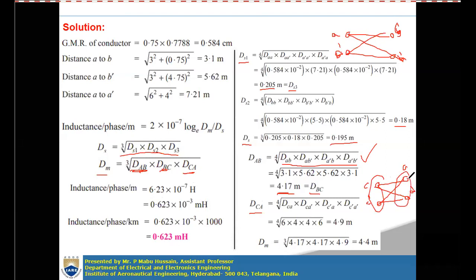So Mn, 1 by Mn is 1 by 2 into 2, which is 4. So DCA is equal to the 4th root of DCA dash, DC dash A, DC dash A dash, right? If you substitute all the distances, these distances you will get from the given configuration. From the previous problem's diagram, you can calculate all the distances, right? So you will get DCA as 4.9 meters.